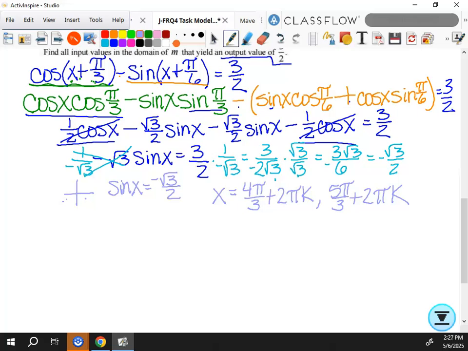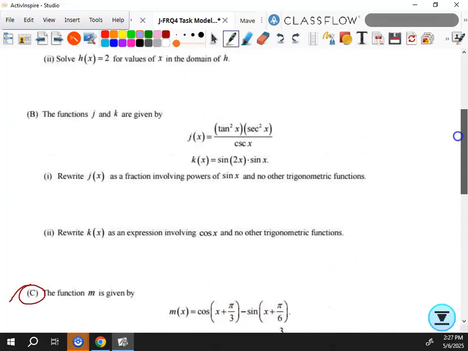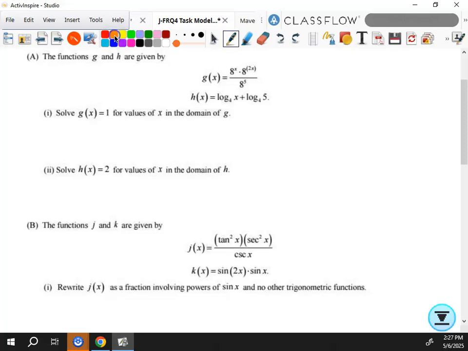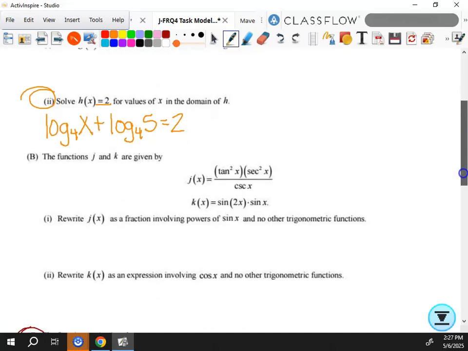I'm going to go back up to the top here, and we are going to do this one. Okay? We're going to start with this one. So we're going to take h of x, and it's got to be equal to 2. So that's log base 4 of x plus log base 4 of 5 equals 2. Right?